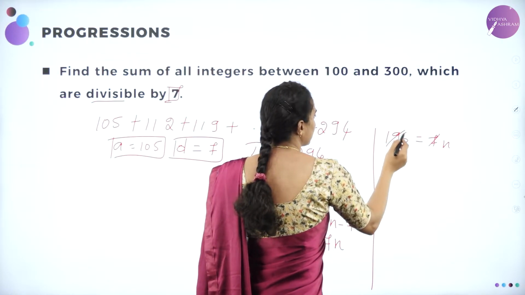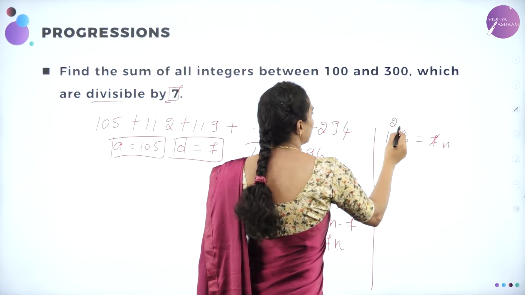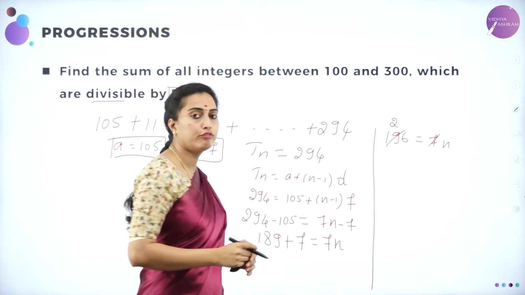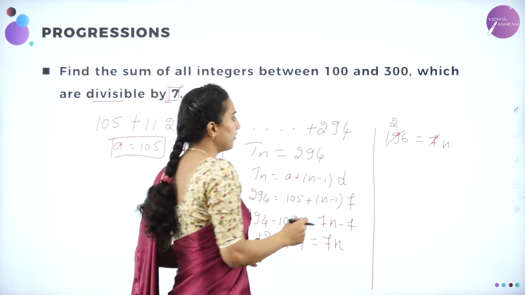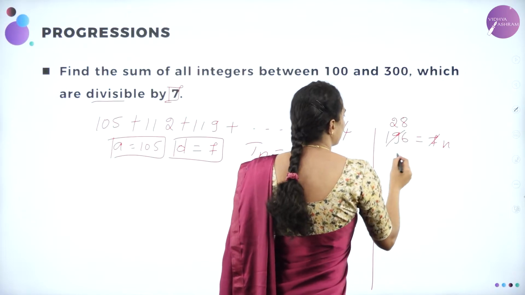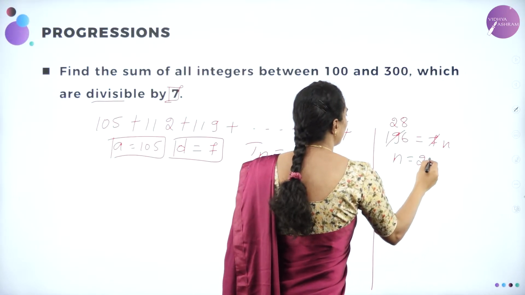7 1s are 7, you can have it as 7 2s are 14, so remaining is nothing but 56. So 8 7s are 56. So therefore n will be equal to 28.